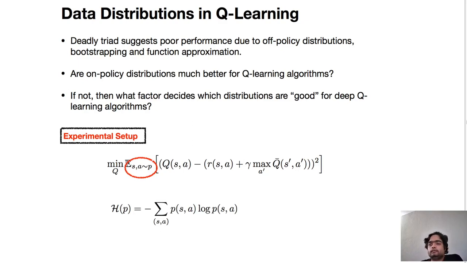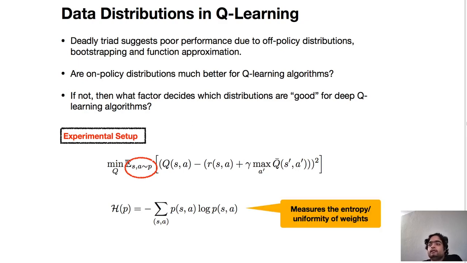And just as a notational thing, we define the Shannon entropy of this distribution P as the sum of negative P log P, where this entropy basically measures the uniformity of the distribution. So if the distribution is uniform over all states and actions, then you'll get the highest entropy here. So that's just a quantity we'll use for our discussion next.